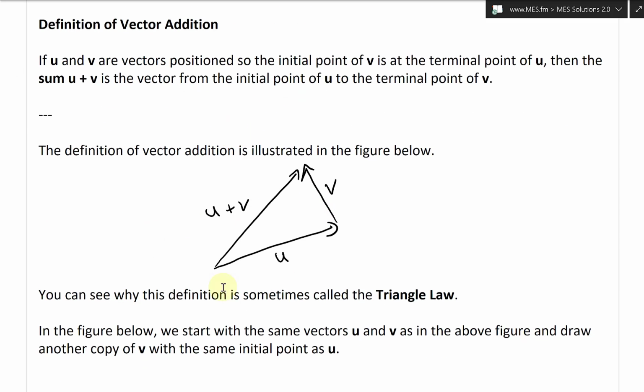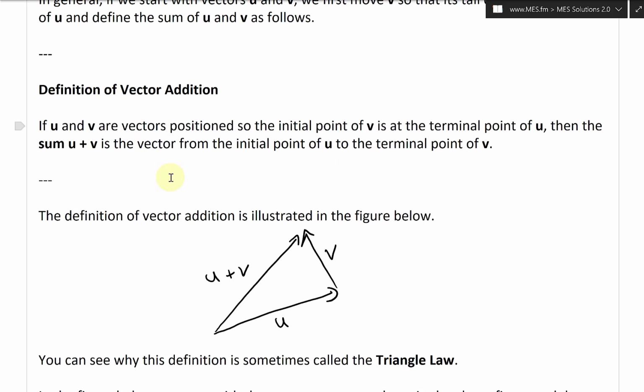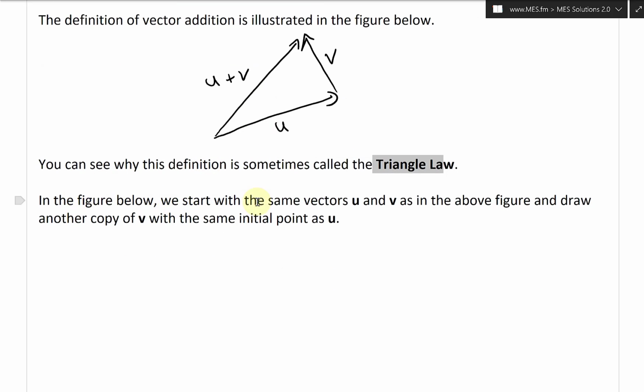Alright, here I just fixed this up, made it a bit neater, and now you can see why this definition is sometimes called the triangle law, because we have a triangle there. So in the figure below, we start with the same vectors u and v, as in the above figure, and draw another copy of v with the same initial point as u. So we'll copy this, then we'll make this one here over to here. So let's start this over.